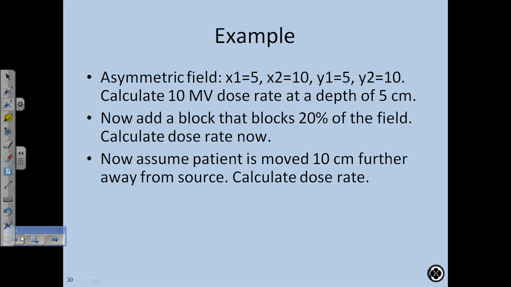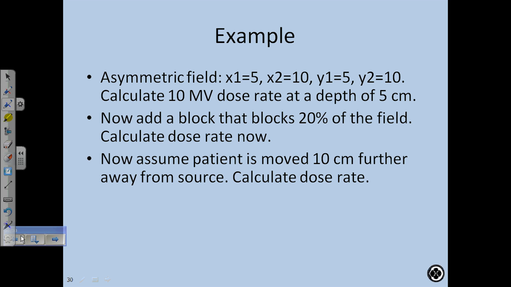So this is an example of an asymmetric field now. We haven't talked about asymmetric fields. An asymmetric field has x1, x2, y1, y2. Calculate the dose rate at a depth of 5 cm. The dose rate is the denominator of that equation, and the dose rate is 1 centigray per mu times SFP times SFC times TMR times inverse square factor if there's one in there. So that's what you need to do.